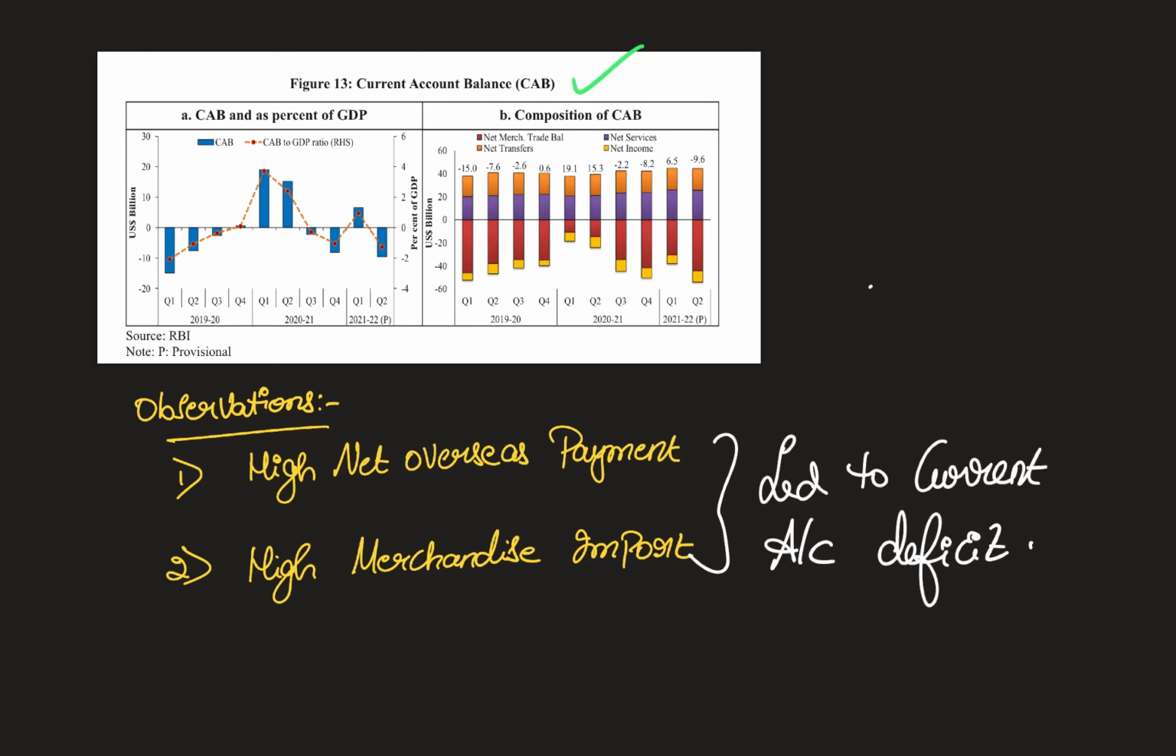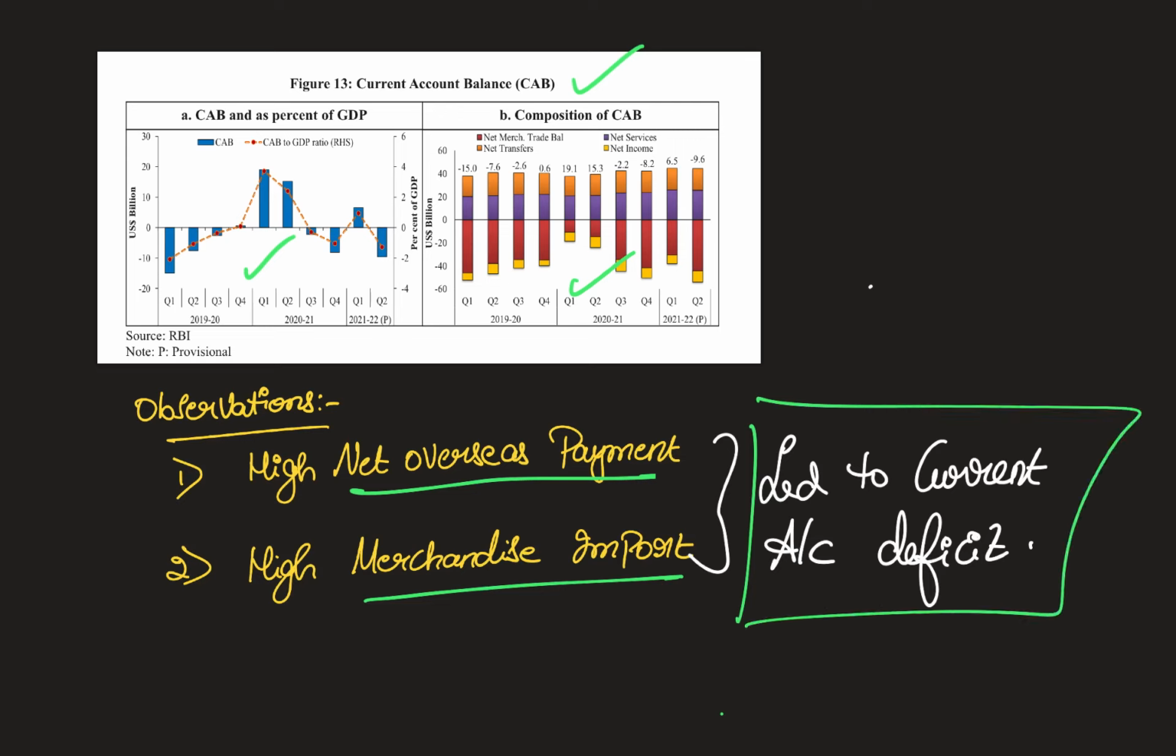So, regarding this current account balance graph, what is the overall observation? You don't have to interpret this graph so deeply. Just remember that we have a high net overseas payment, and we are importing more than we are actually selling. So obviously this will lead to a current account deficit, and this is what the graph says in a much more complicated way. You don't have to dwell on the details.